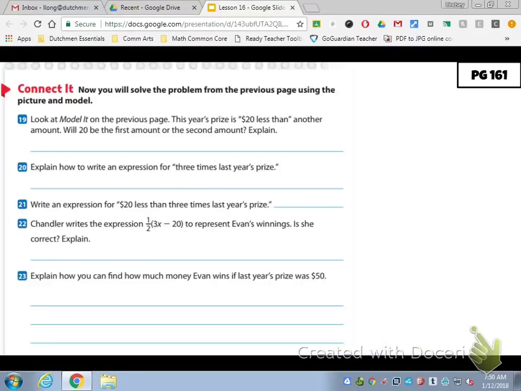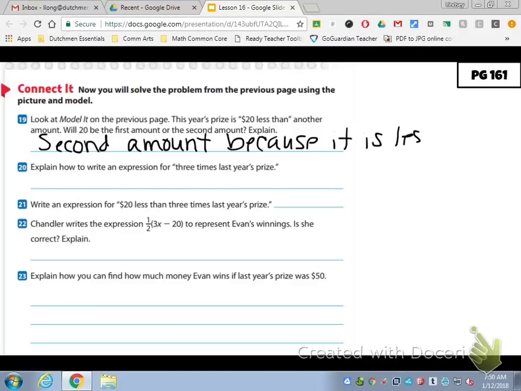Let's answer some questions. Look at the model on the previous page. This year's prize is 20 less than another amount. Will 20 be the first amount or the second amount? And then explain. Well, if we're talking 20 less than something, it has to be the second amount, because it is less than the previous amount.